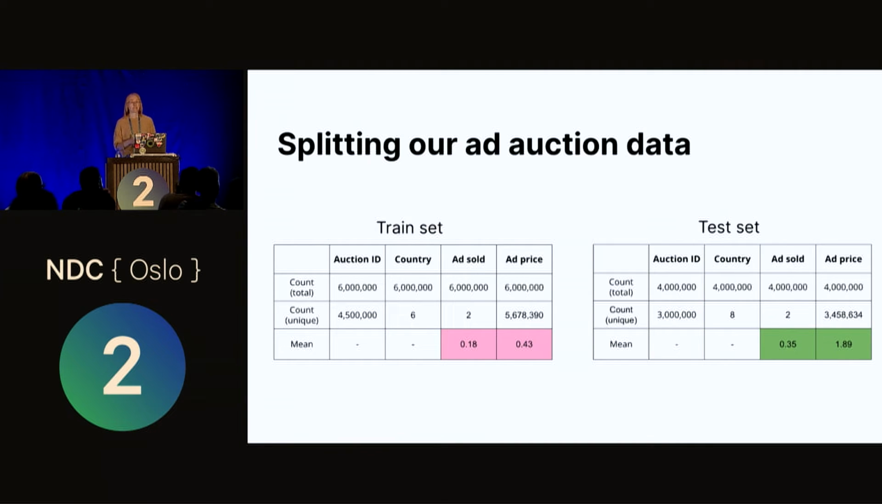And finally, you can see that the mean of ads sold and the ad price is very different in both the train and the test sets. So from the looks of it, the auctions in the train set seem to be less successful and perhaps have a lower value than the auctions in the test set. So this means that the model may not be able to predict the performance of higher value successful auctions when it sees them in production.